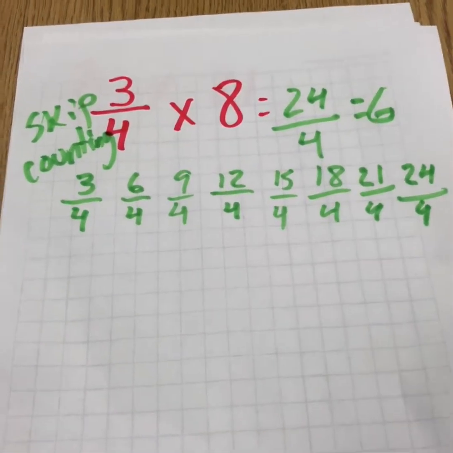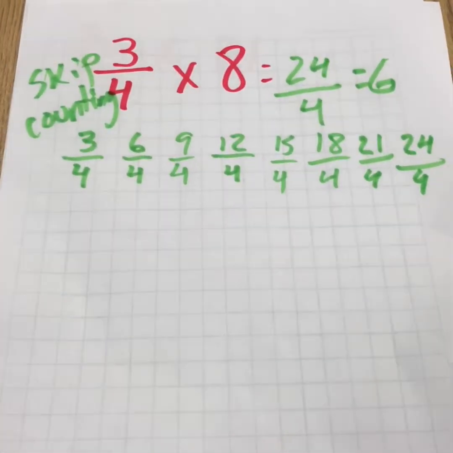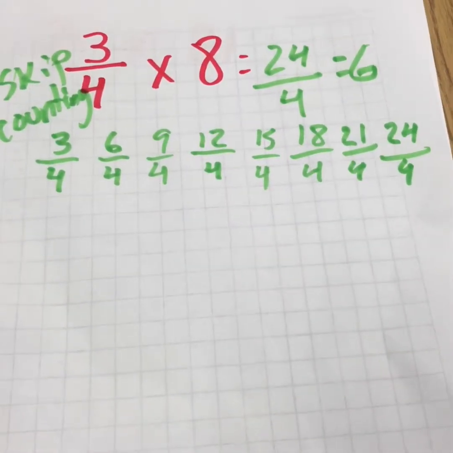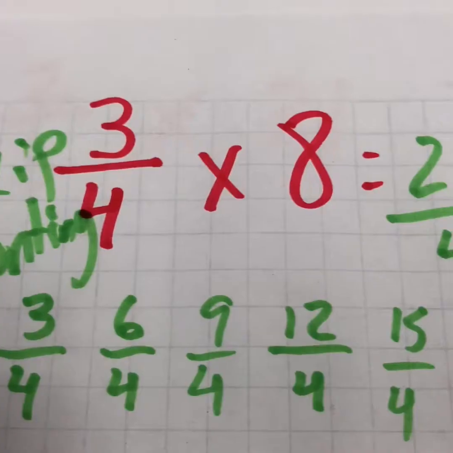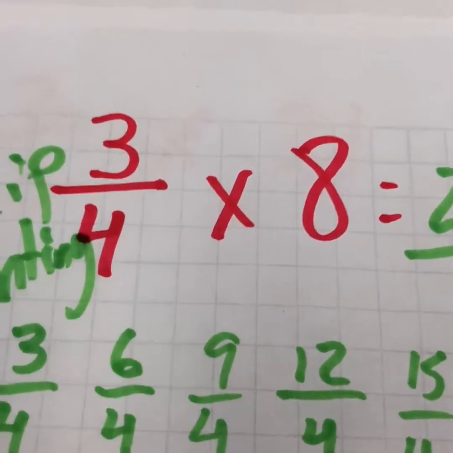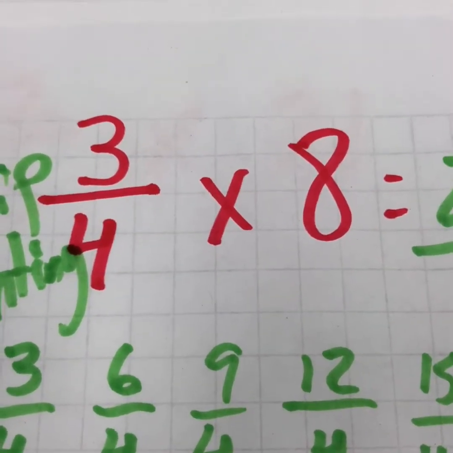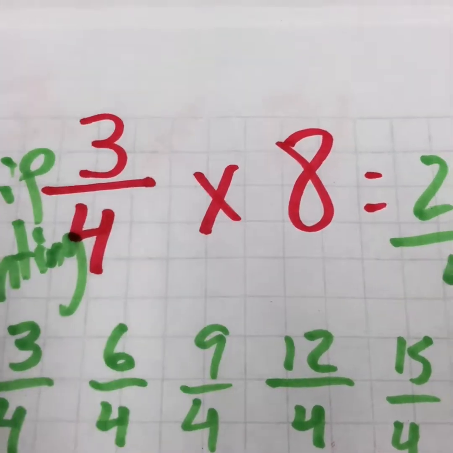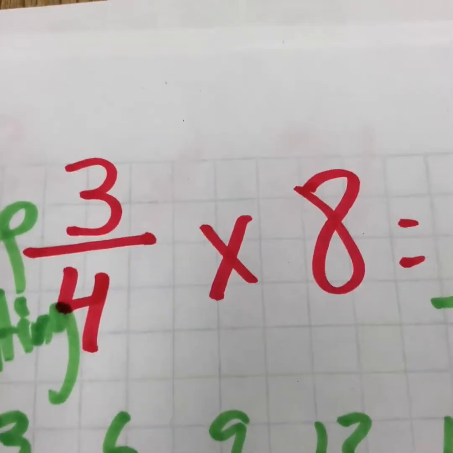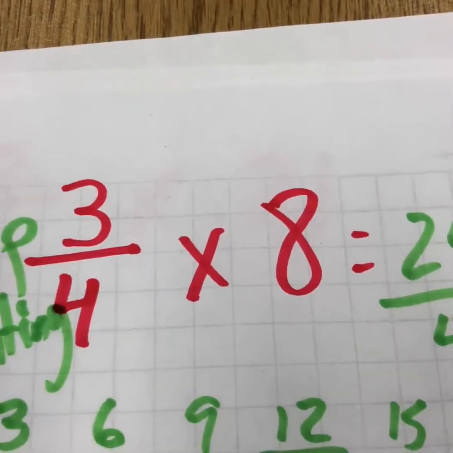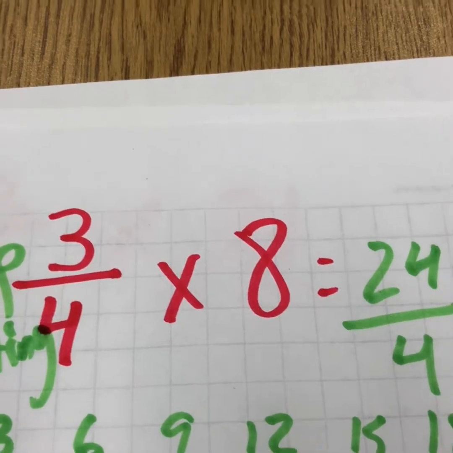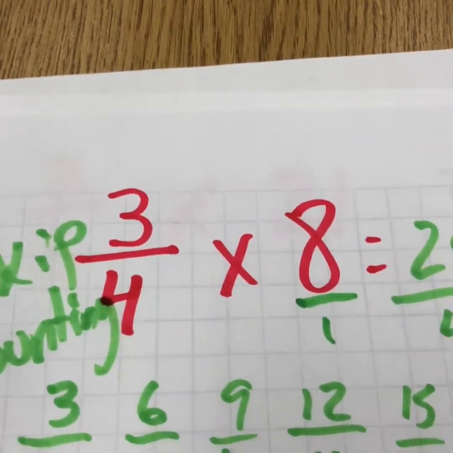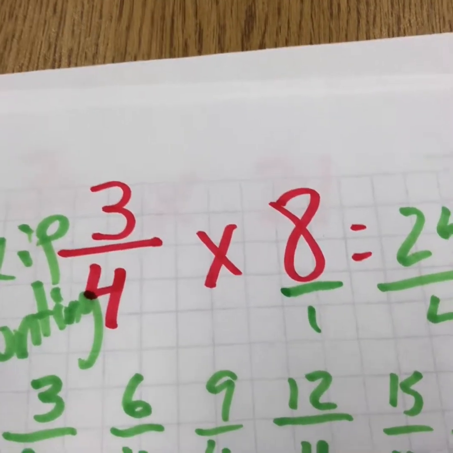Now, skip counting is great and it's very efficient for lower numbers, but it doesn't always work for every problem we get. So the other way I can do is I can turn it into a multiplication problem. And the first thing I need to know to be able to turn it into a multiplication problem is I need to know that 8 wholes is the same as 8 over 1. Okay? 3/4 times 8. 3/4 times 8 over 1.